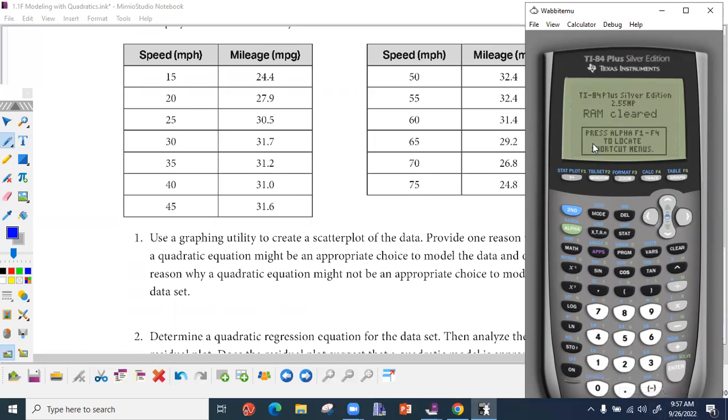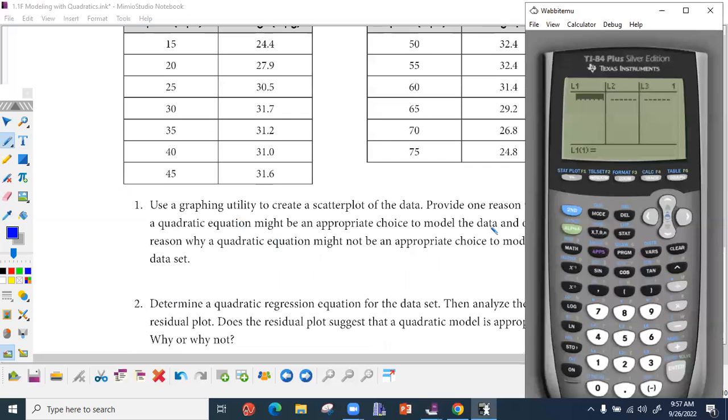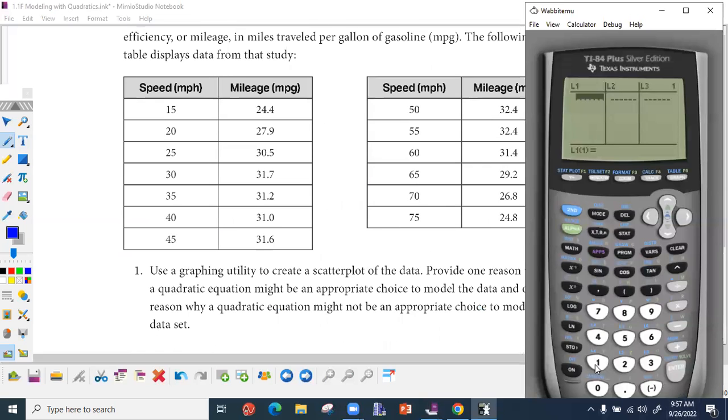All right, so my calculator is cleared. How am I going to input the data into the calculator? I'm going to go to stat edit. All right, so let's get to inputting. We have a little more numbers this time to input. So if you do it without talking, you go a little faster.